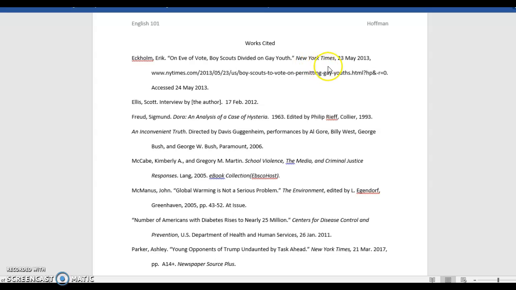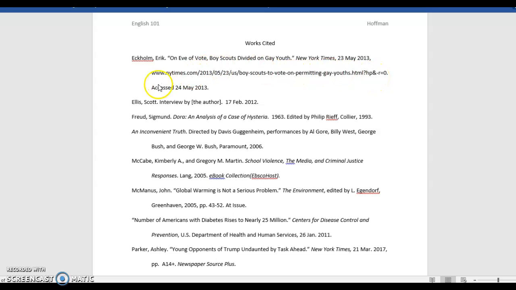Then we put the name of the periodical, in this case the New York Times, in italics. It is followed by a comma. This is different from earlier versions of MLA, which would have had a period there. Here we have a comma. And the date, 23 May 2013, comma. Now this is from a website, so there are no page numbers. Then we have the URL, which in this case takes up the entire line.